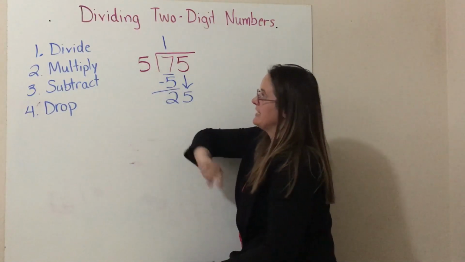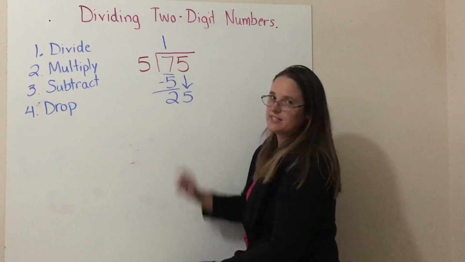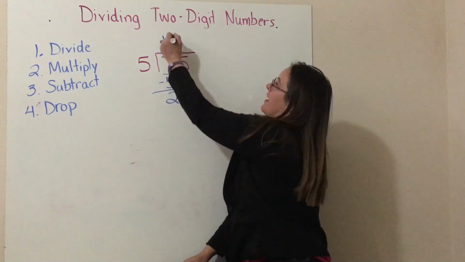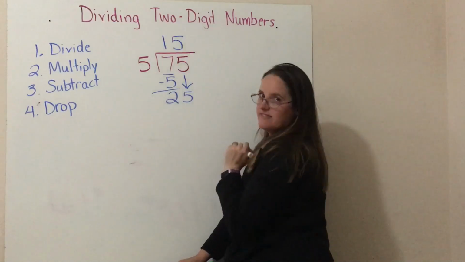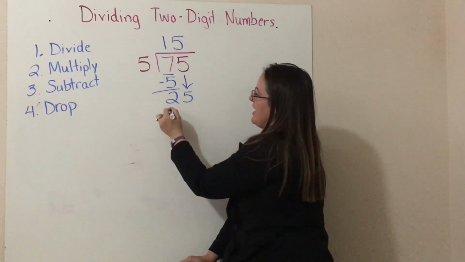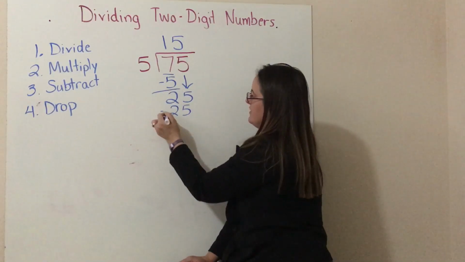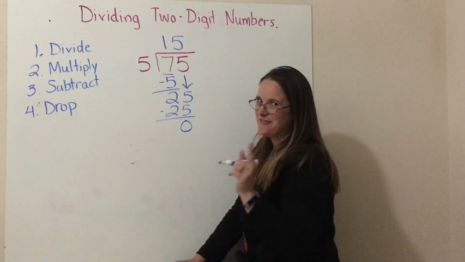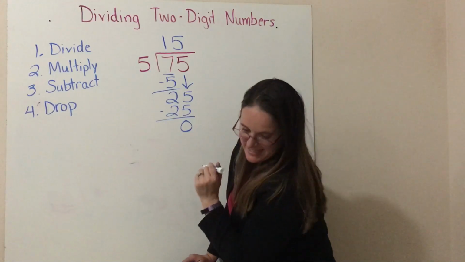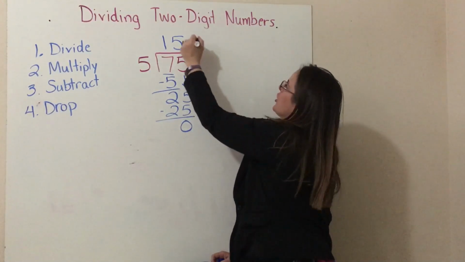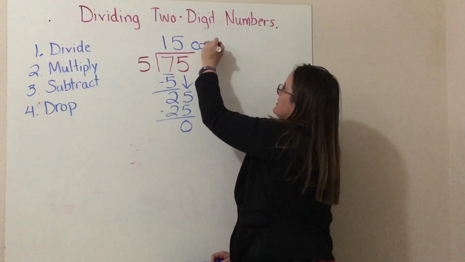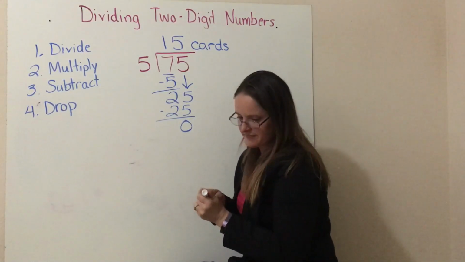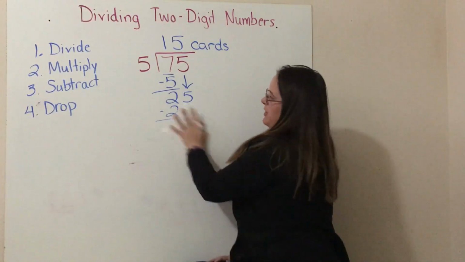Now we go back to the beginning, divide. 5 goes into 25. How many times? 5 times. 5 times 5 is 25. Subtract, 0 remainder. Don't forget your label. He needs 15 cards. And there's our final answer. Okay, problem B.